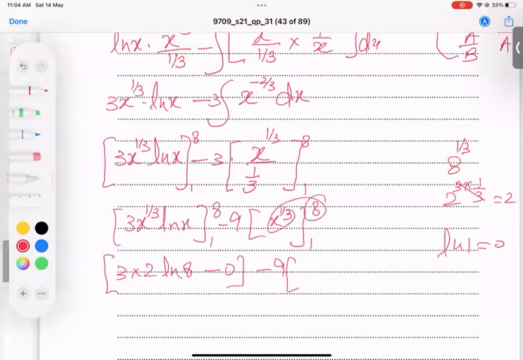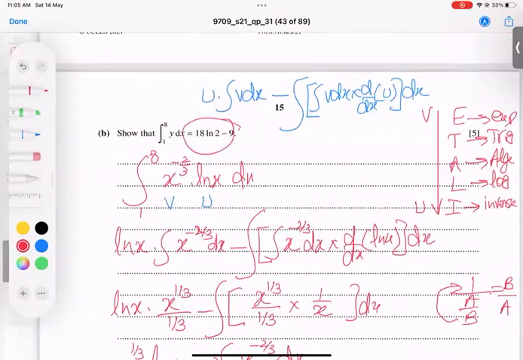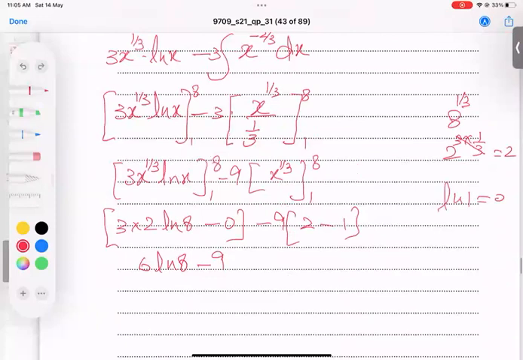8 to the power 1/3 again is 2, and 1 to the power is 1. So I got 6 ln 8 minus 9. But what is my demand? My plan is 18 ln 2 minus 9. So it means 18. So what is this 8?